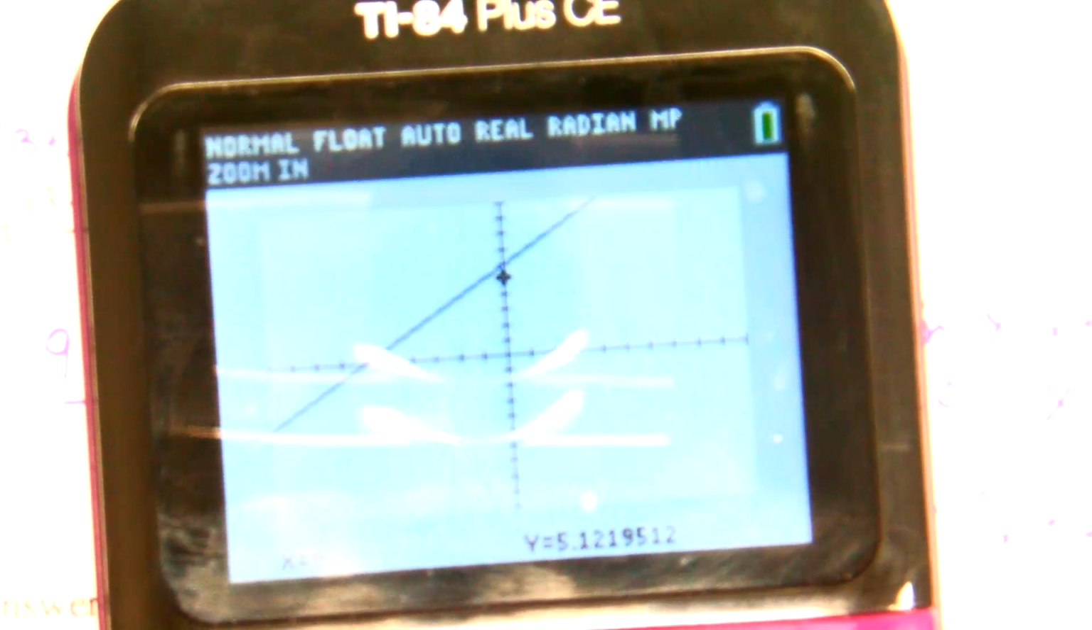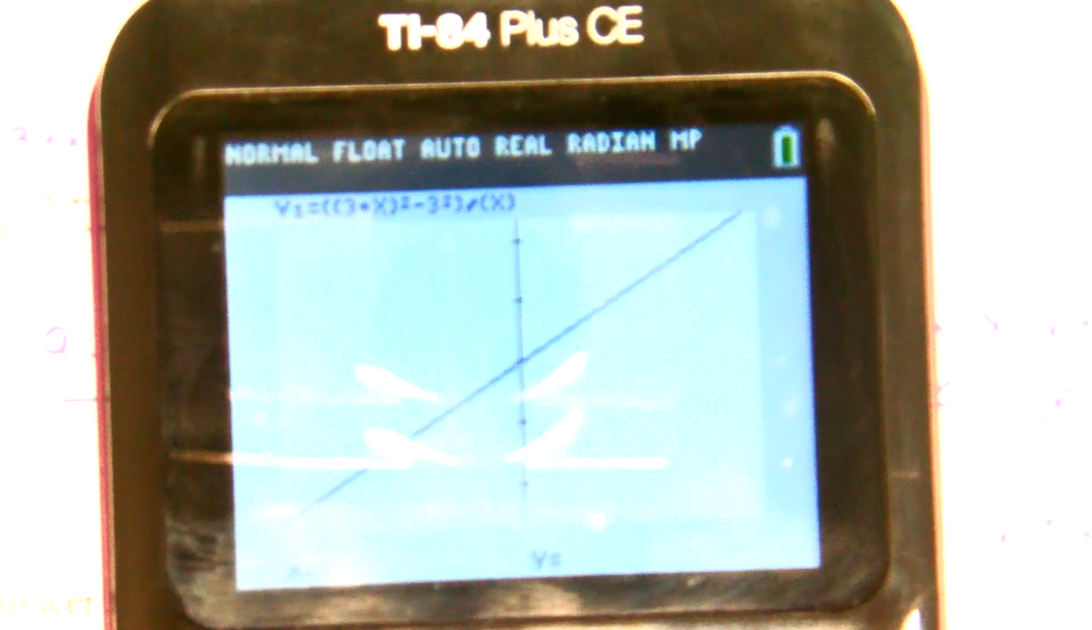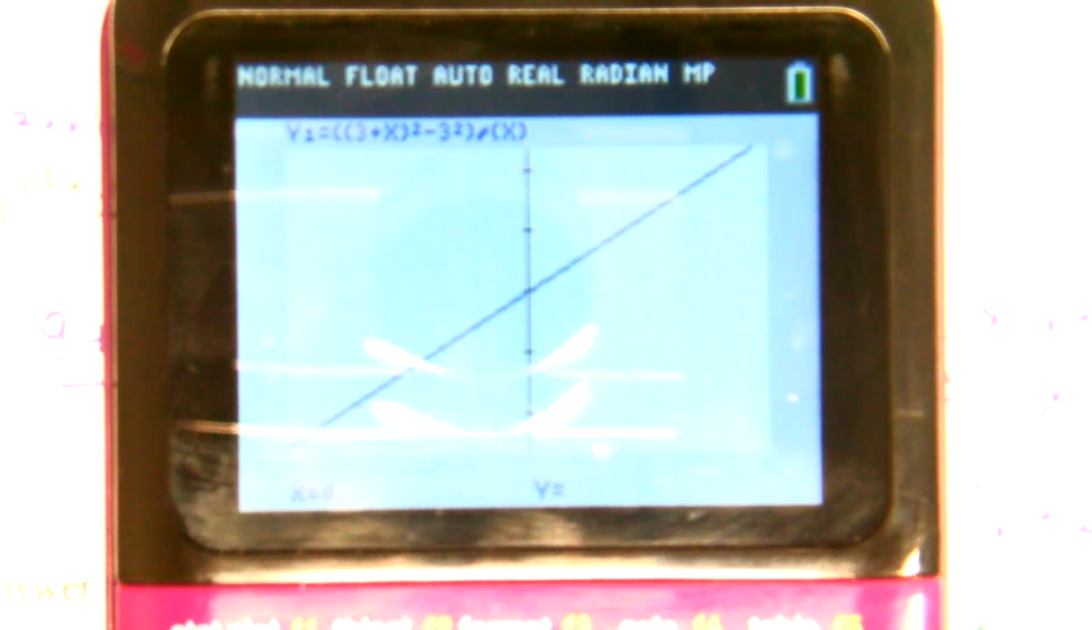If you hit trace, my trace brings me up to 0, and it's 0, and then y is blank, which means it doesn't exist at that point. Because if I go left or right, I have y values. But that just indicates there's a hole there. Okay? And every calculator works a little bit differently. But yeah, that's just checking. That's just, okay, look at the graph.